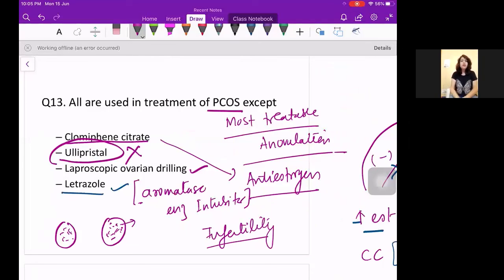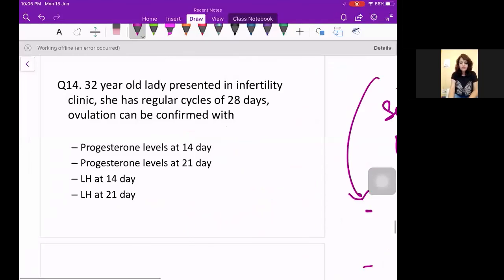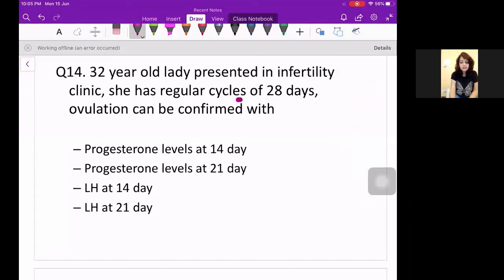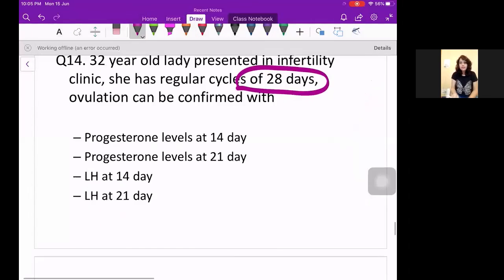Next, a 32-year-old female presented with infertility in the infertility clinic. She has regular cycles of 28 days. And ovulation can be confirmed with. In this question, they have written, she has regular cycles of 28 days.